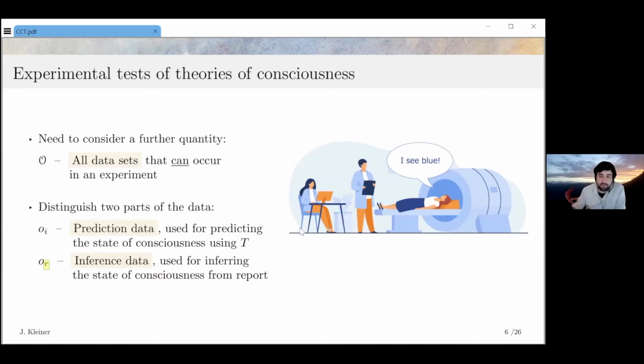By report, I mean something very general. It could be a verbal report, a behavioral report, or even a no-report paradigm. But it is some piece of data we use to infer the state of consciousness. Here, for example, the patient is saying, I see blue.